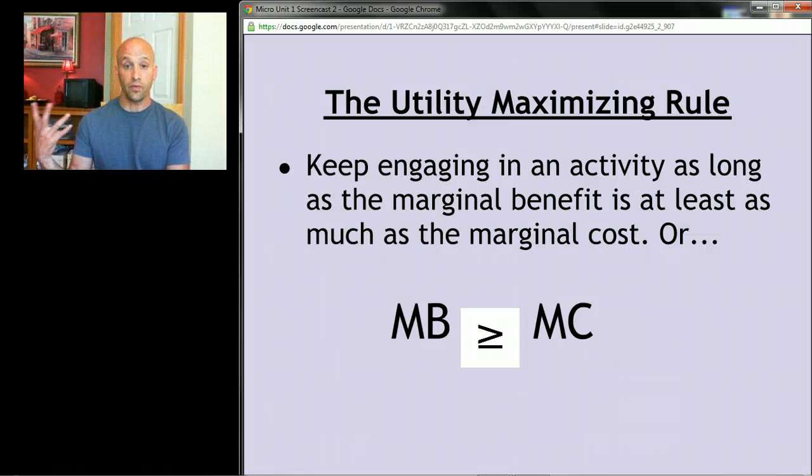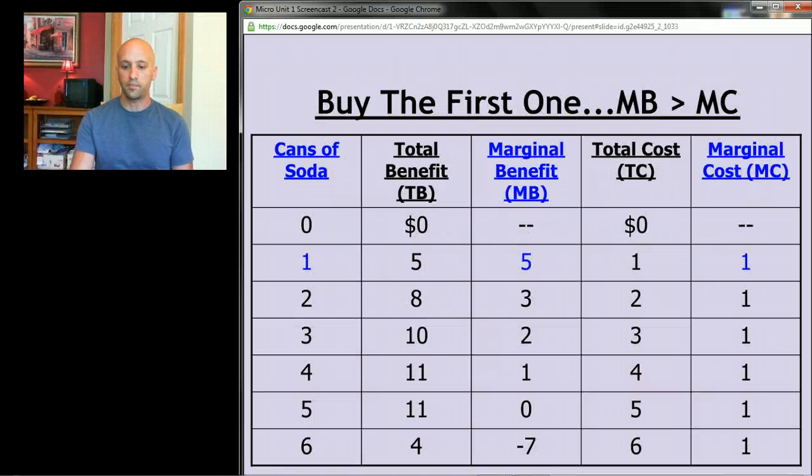And this goes not only for cans of soda, it goes for everything else. You know, you've been hanging out with your boyfriend or girlfriend. How many hours should you hang out with your boyfriend or girlfriend tonight? Well, not 24 hours and not 0 hours. There's some number there. And as long as the benefit you're getting exceeds, for each additional minute you spend with them, the cost of that minute, it makes sense to hang out with your boyfriend or girlfriend.